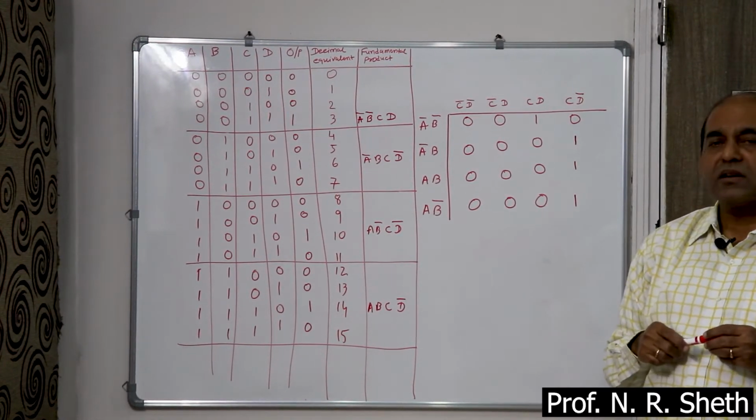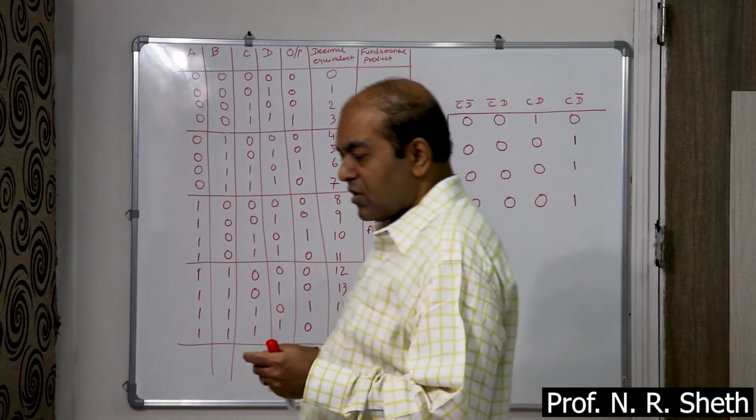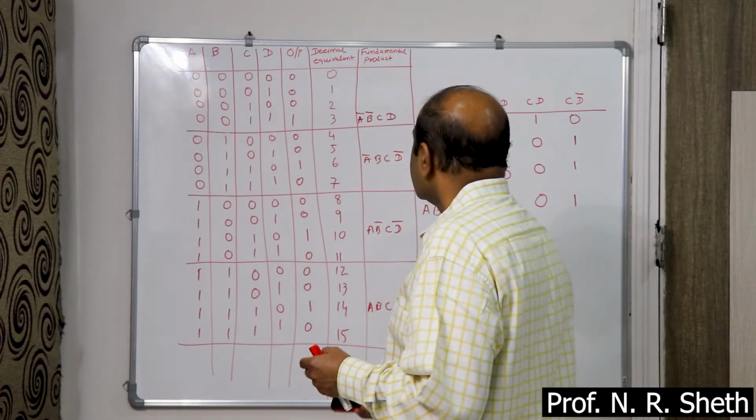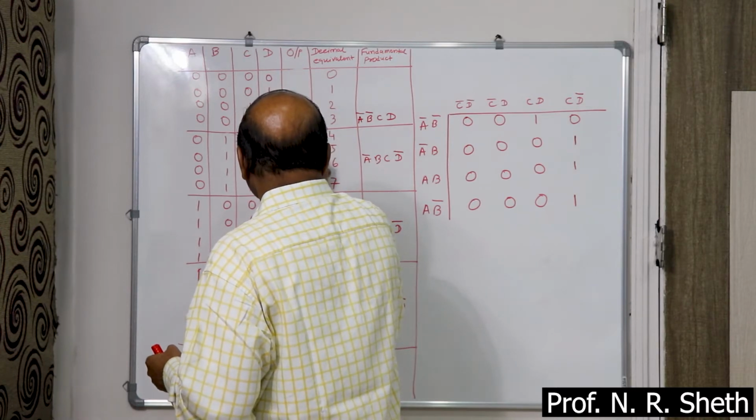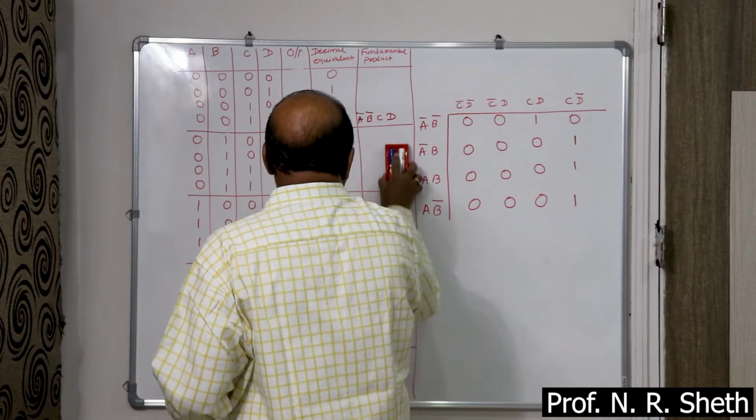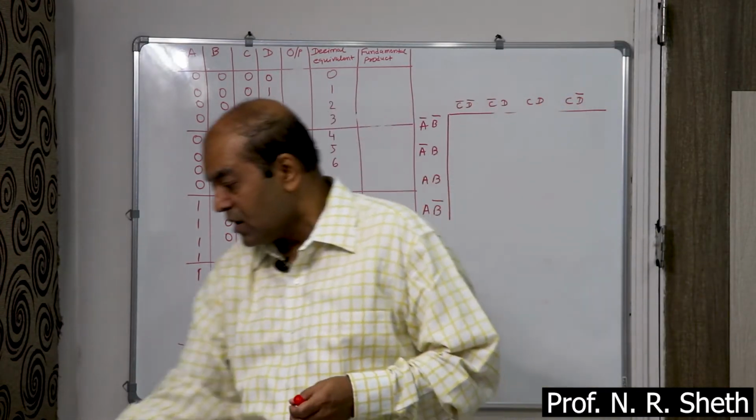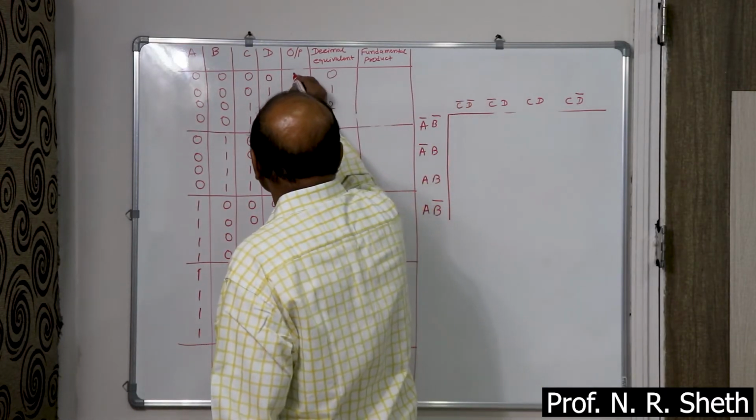Let us discuss another example, because normally in exam, 4 variable K-maps are asked. So suppose in another circuit, output is high for the following cases.